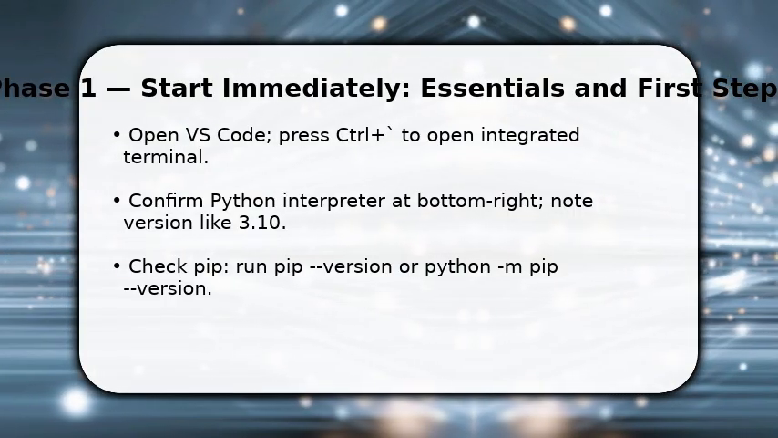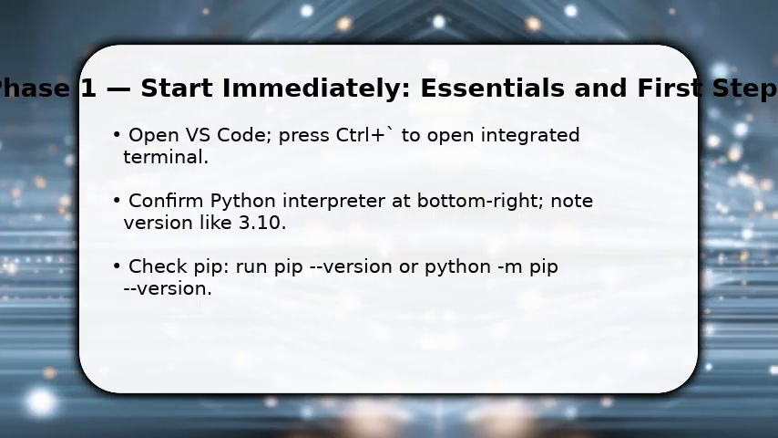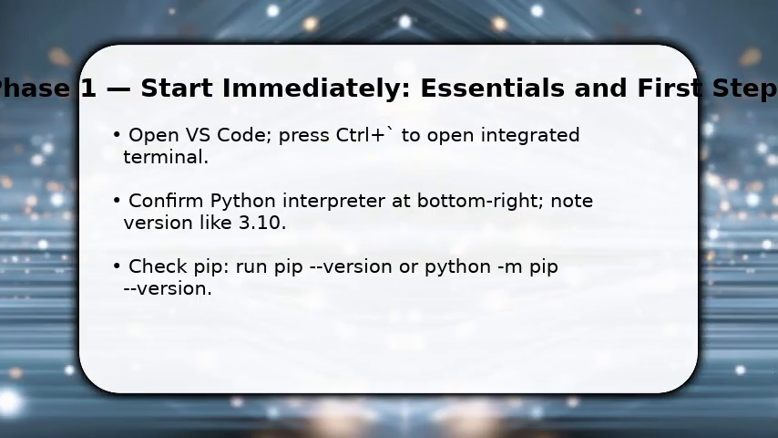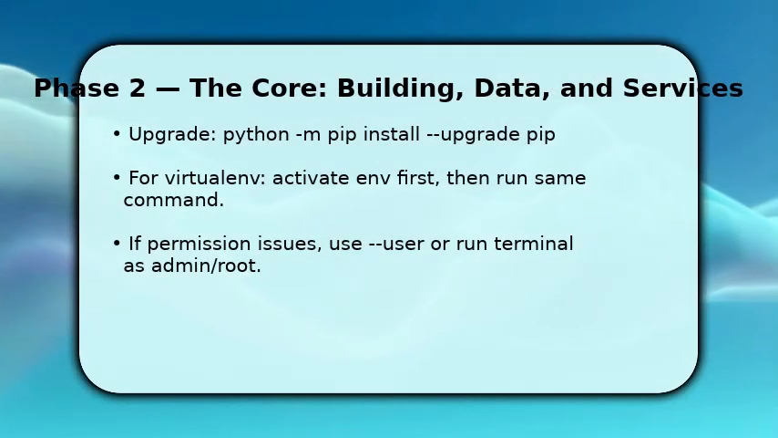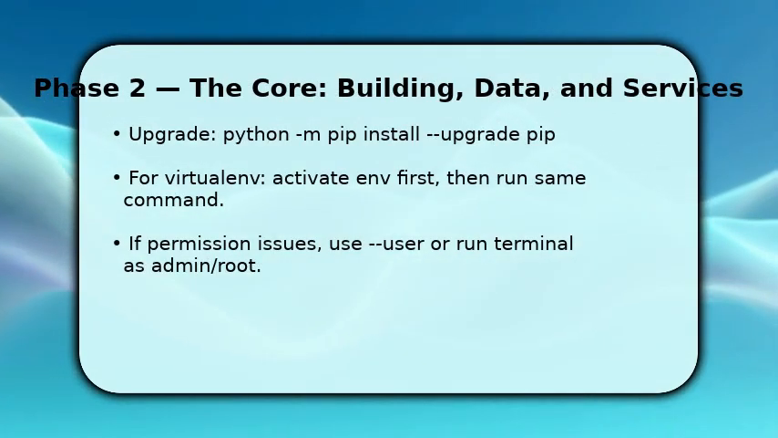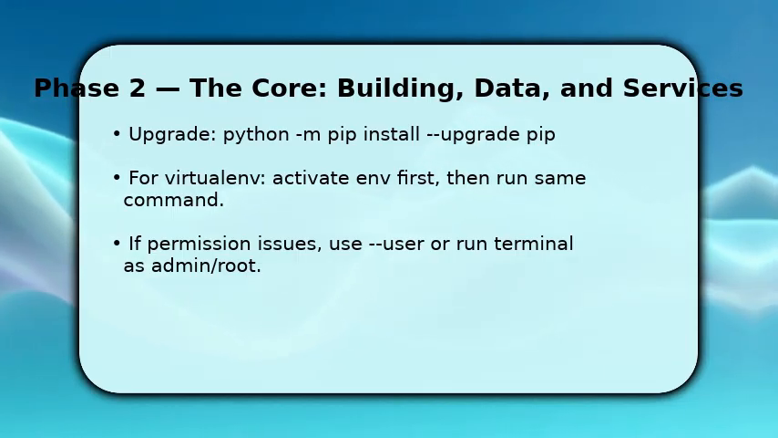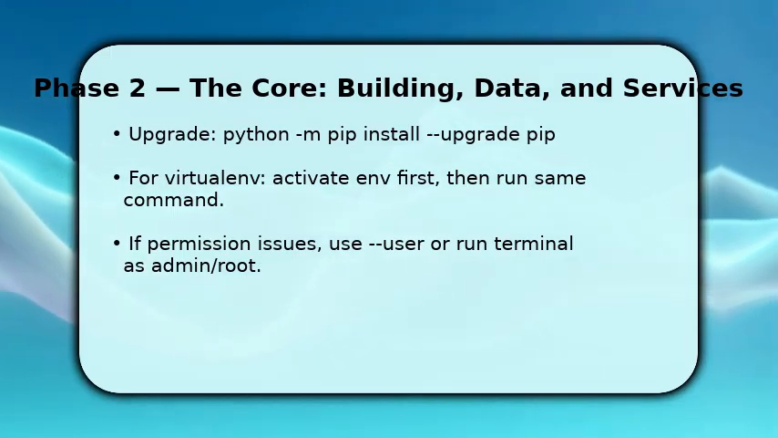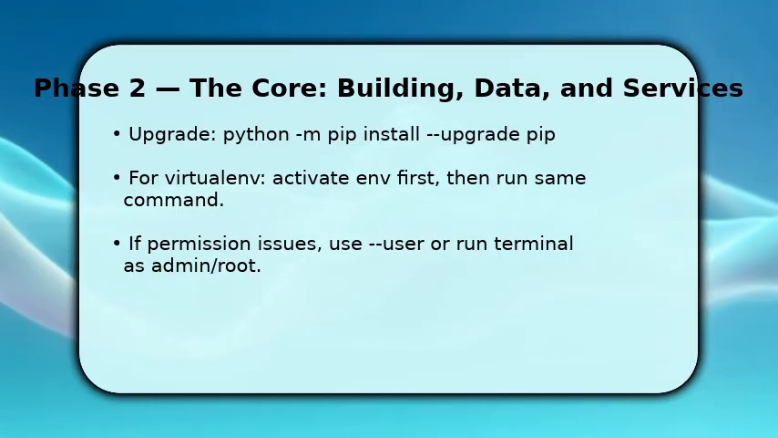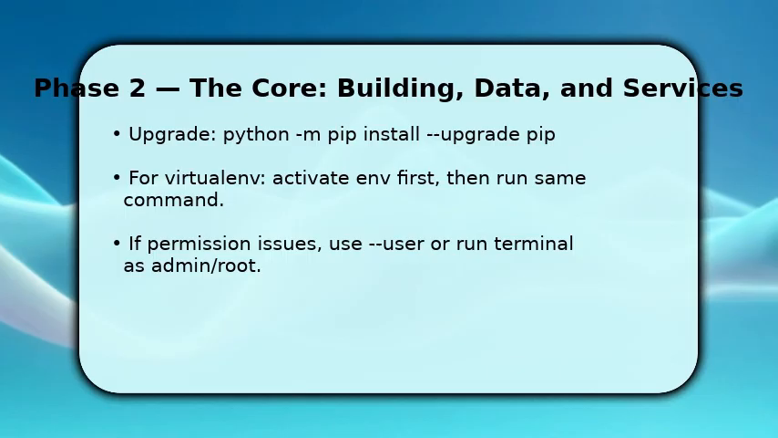Now that you've identified the interpreter and pip, you're ready to upgrade in the same terminal context. You now run the upgrade command in your active terminal, python -m pip install --upgrade pip. This uses the selected interpreter and avoids calling the wrong pip. If you work in a virtual environment, activate it first so the upgrade targets that env.